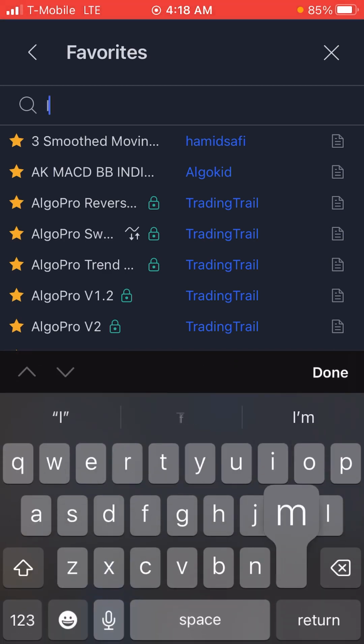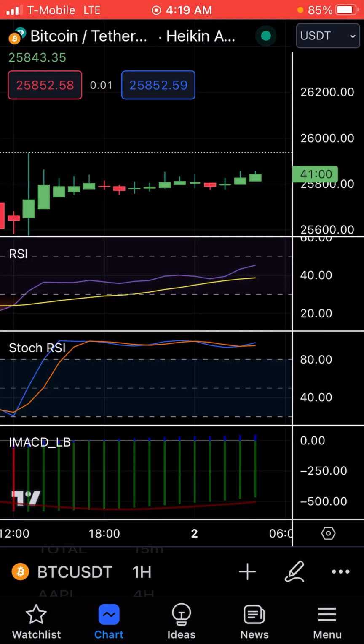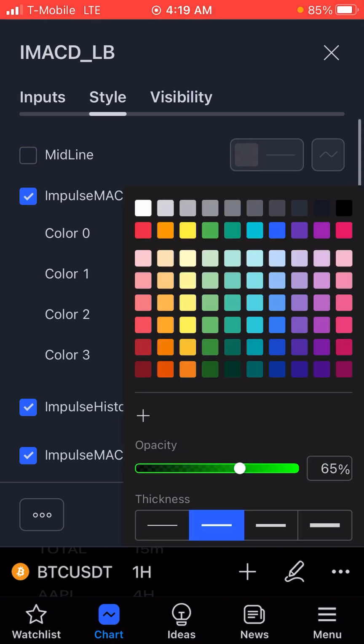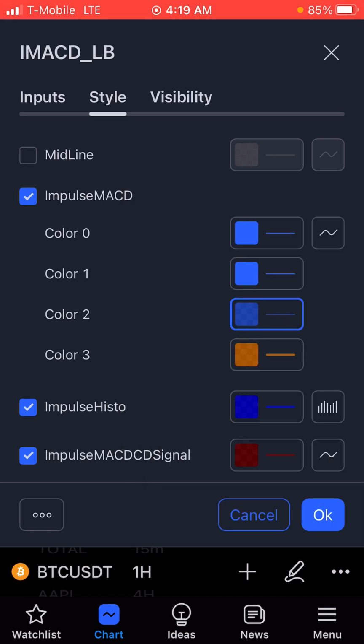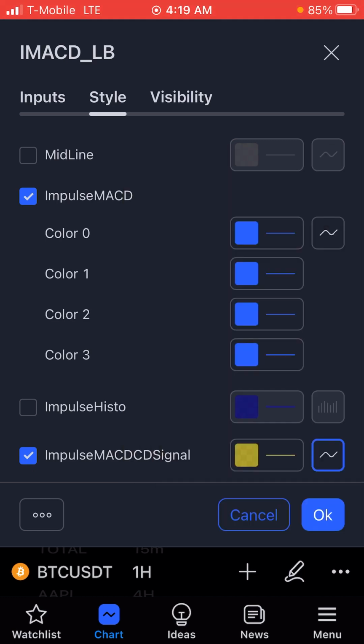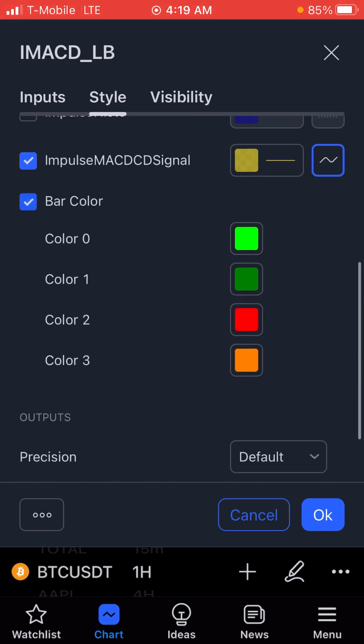We want to go to Impulse MACD, and we want to change our settings. We'll remove that. We're going to change this to a line, and we're going to change all these colors to blue. We're going to bring up the opacity. Blue. Bring up the opacity. Blue. Bring up the opacity. And we just need the max signal. We're going to make that orange, make it yellow, make it something that stands out. And we change that to a line. And then we're set. And then we don't need any of this other stuff.